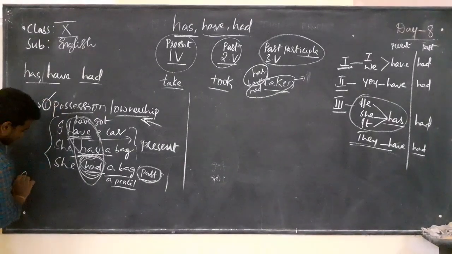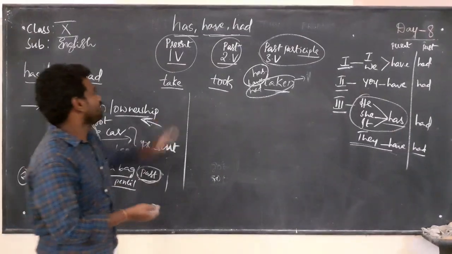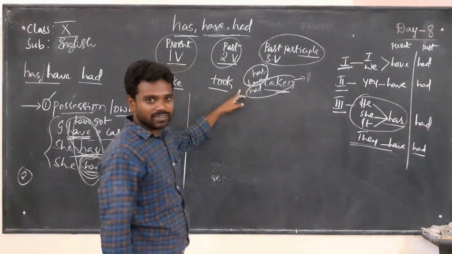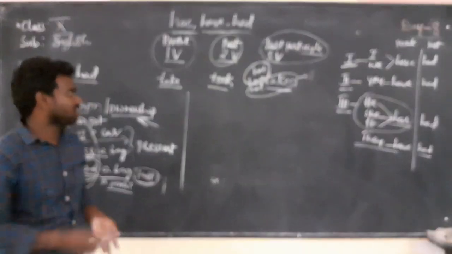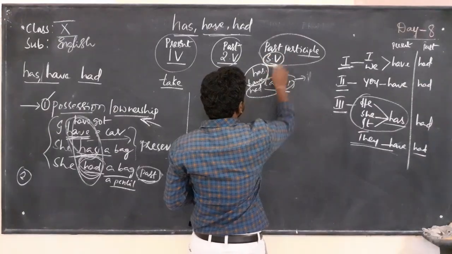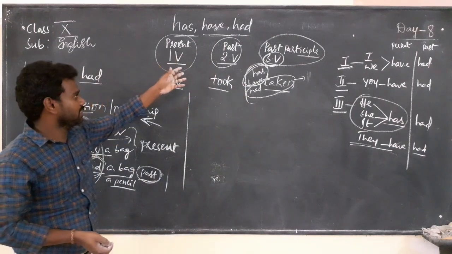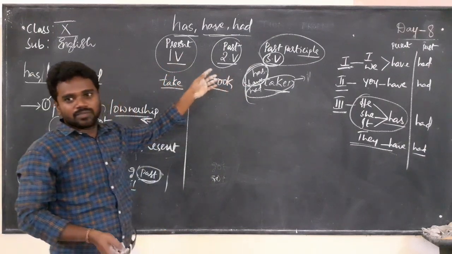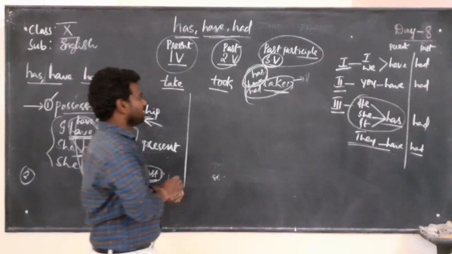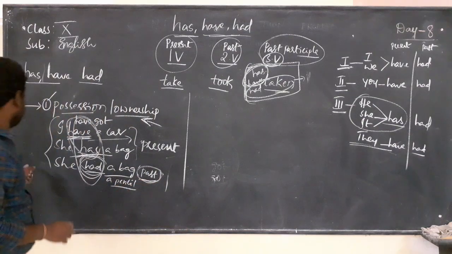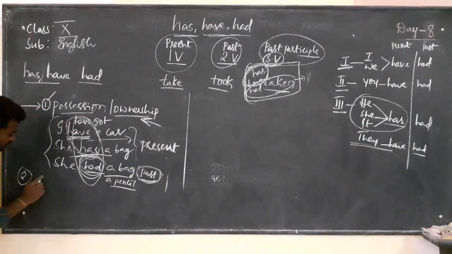And the second point is what I already discussed here: present, past, and past participle. Other than that, when we use perfect tenses, present perfect or past perfect, with the third form of a verb, we use has or have or had. When I teach you present perfect and past perfect, I explain this very clearly. So the second point is, we use has, have, had in perfect tenses.